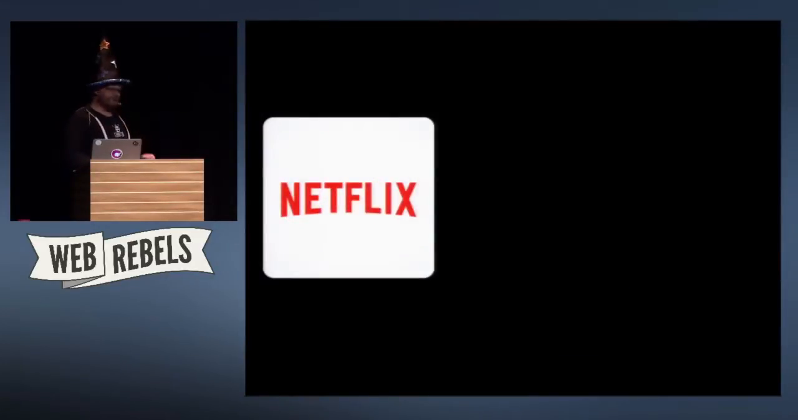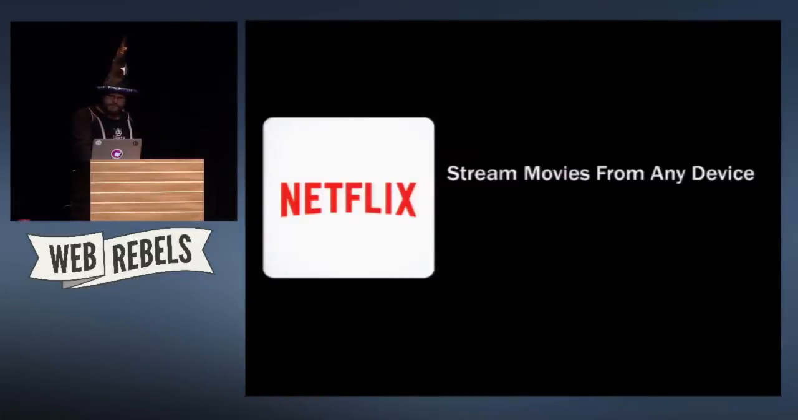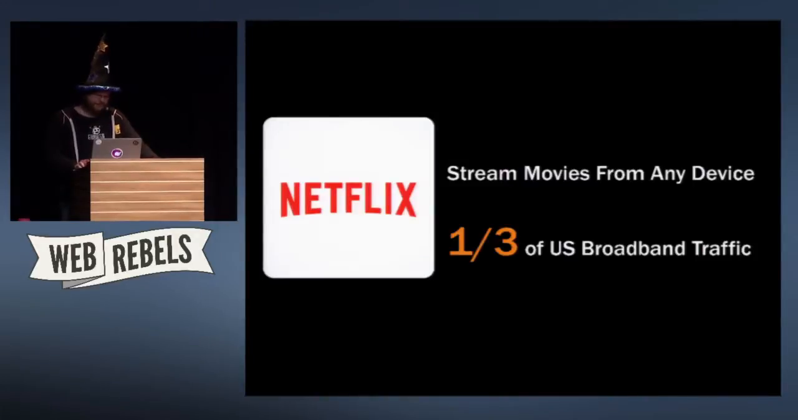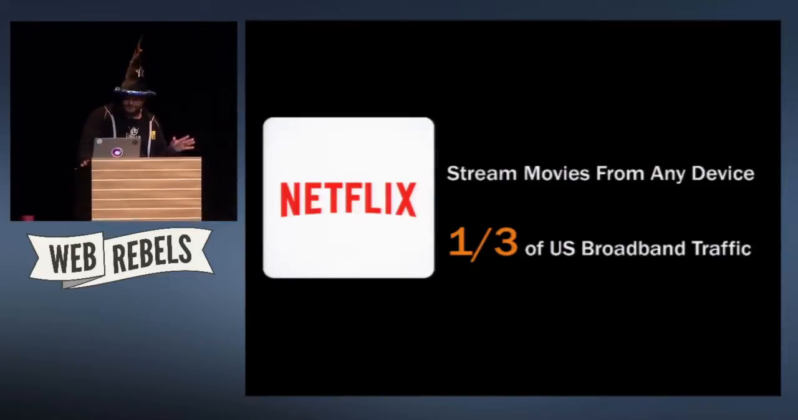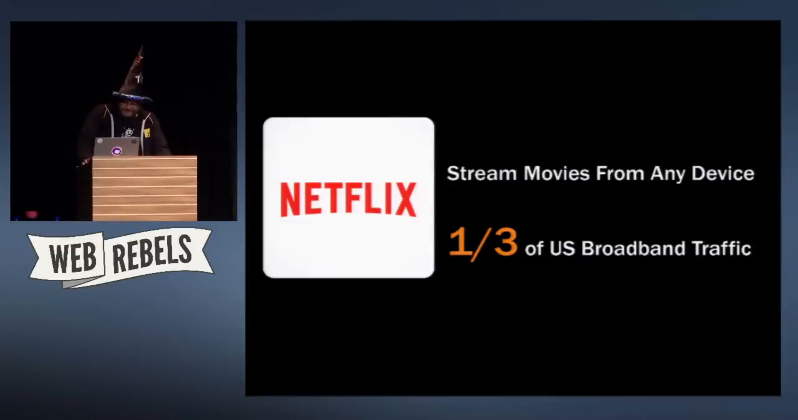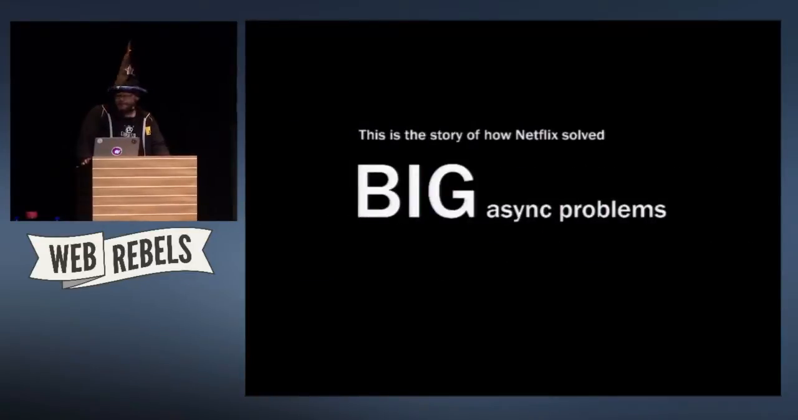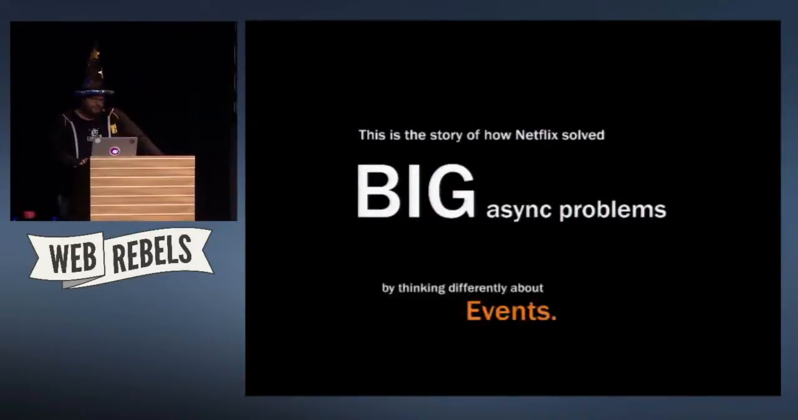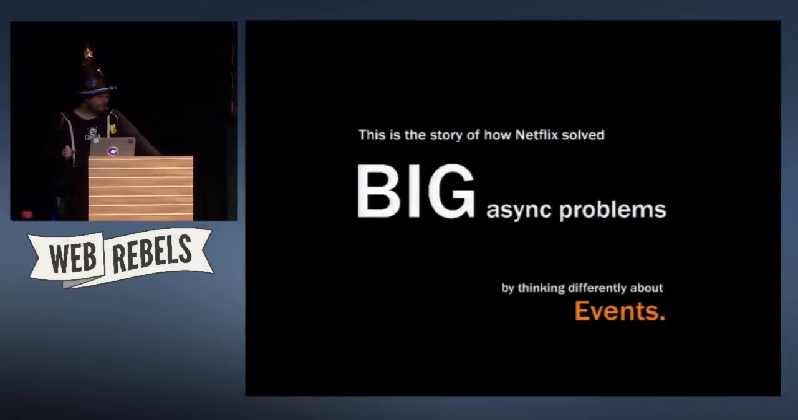So Netflix, let's get to where we are with them. Their whole mission is that they want to stream movies and shows to every single device possible that has a screen, obviously. And so what they account for is 1/3 of U.S. broadband traffic. I mean, this is dated information. It could be half, 3/4 by now. Who knows? But they had some really big problems along the way. And the really big problems were ultimately solved by thinking slightly differently about how they thought about events.